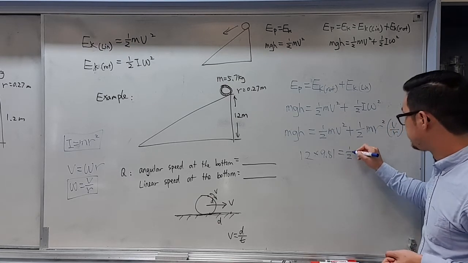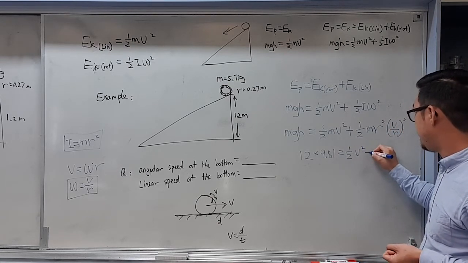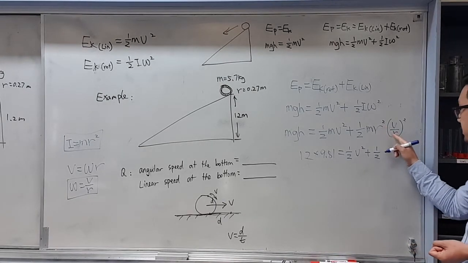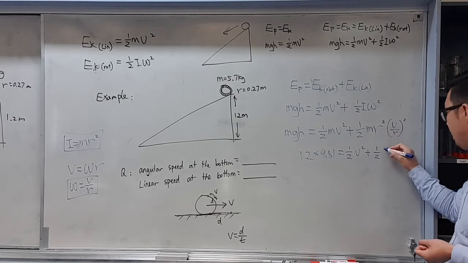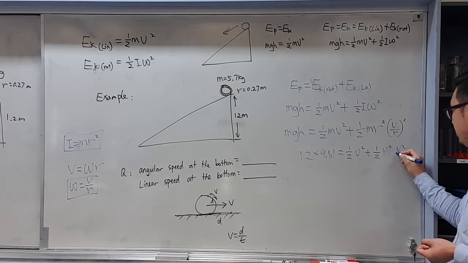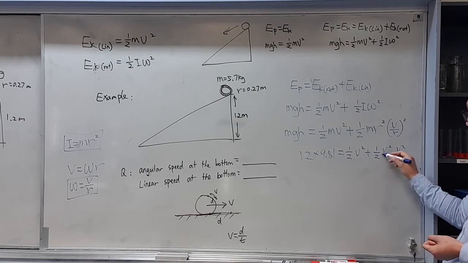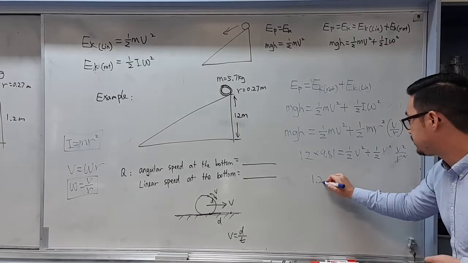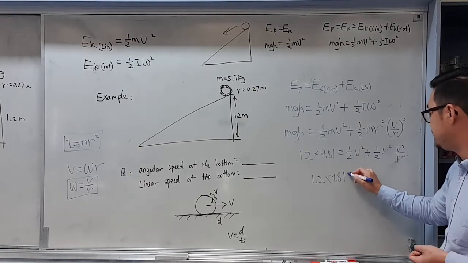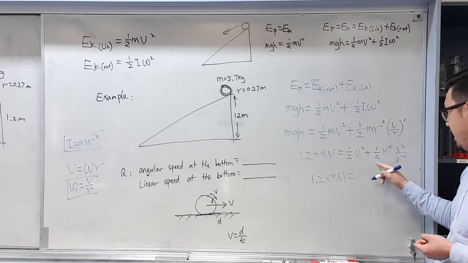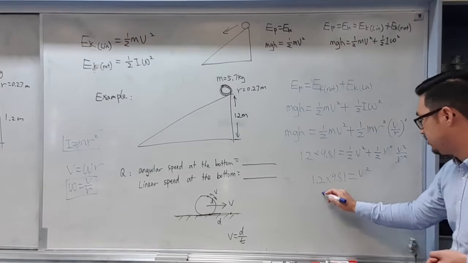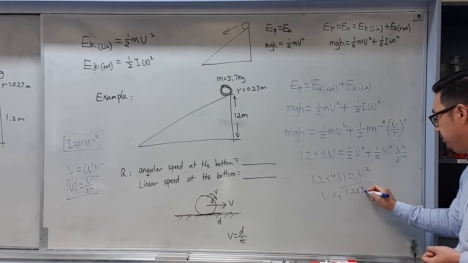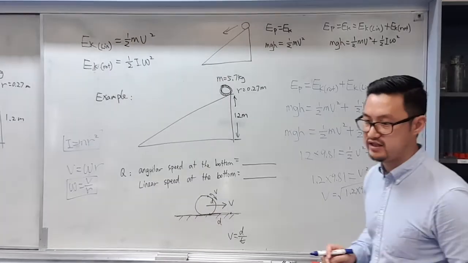Okay, so that's going to equal half v squared plus a half over here. Well, it happens to be perfect. This r squared, so r squared, then this is v squared over r squared. Well, this r squared can actually cancel as well. So then we just have 1.2 multiplied by 9.81 equals half v squared plus half v squared, which becomes v squared. Wow, how easy is that? Now, v squared is just going to equal 1.2 times 9.81. That will give me the answer.